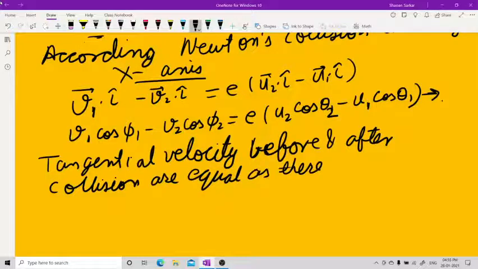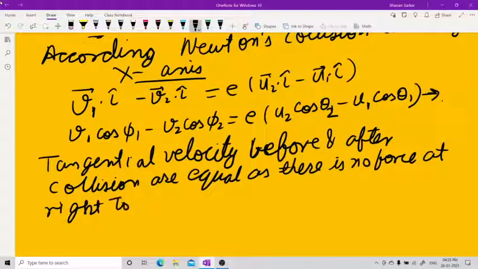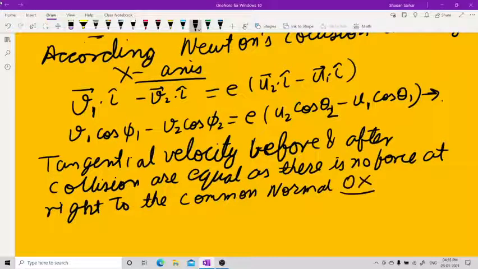there is no force at right angle to the common normal, the common normal OX. Means, I mean to say this. See what I mean to say.